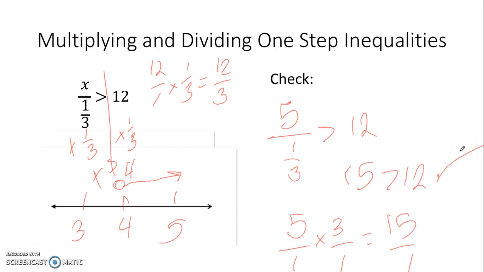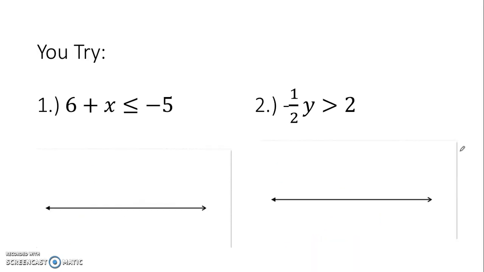Okay? I know I did that one pretty fast, but we are going to be doing more examples, and I'm hoping that this starts to make sense to you guys. So take a second, try these two problems by yourself.